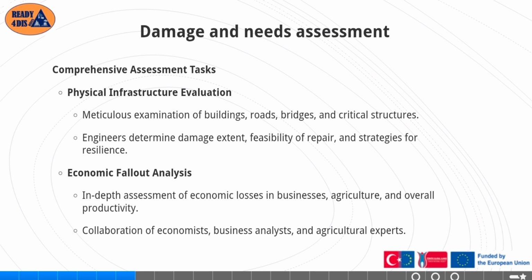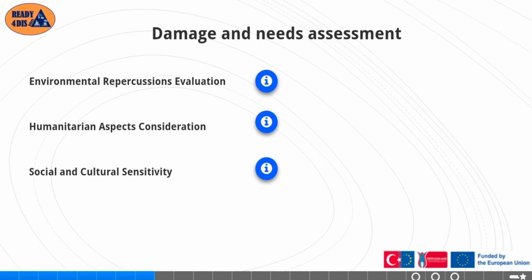Economic fallout analysis. After infrastructure, the focus shifts to economic losses, impact on businesses, agriculture, and productivity. This analysis is done with the help of economists, business analysts, and agricultural experts. This stage includes environmental repercussions evaluation, humanitarian aspects consideration, and social and cultural sensitivity, focused on understanding impacts on the environment, addressing humanitarian priorities, and respecting social and cultural factors in the assessment process.